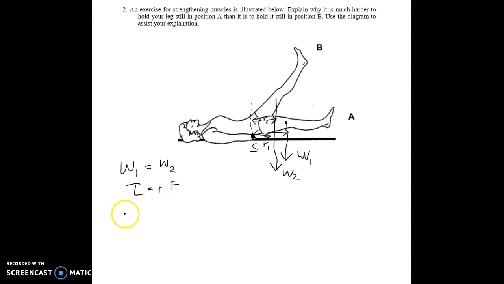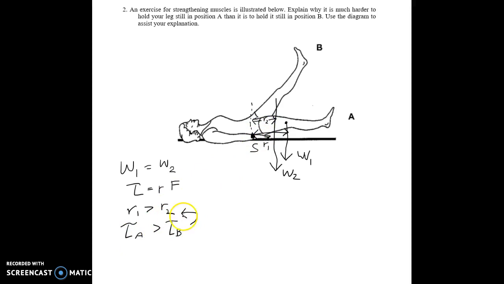So it is obvious that R1 is greater than R2. If that's the case, what I want to conclude is that the torque at position A will be larger than the torque at position B, simply because R1 is greater than R2. So there is a larger torque acting on your leg in A, and certainly your muscle needs to exert more force in order to counter the torque.